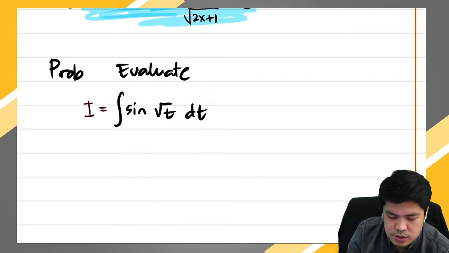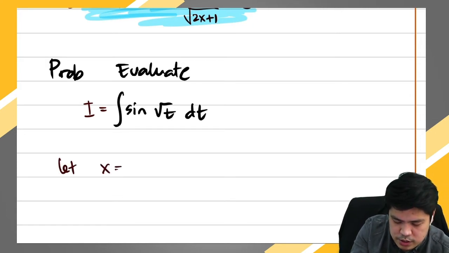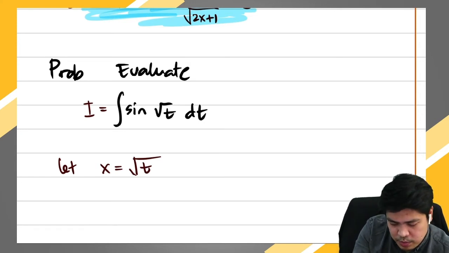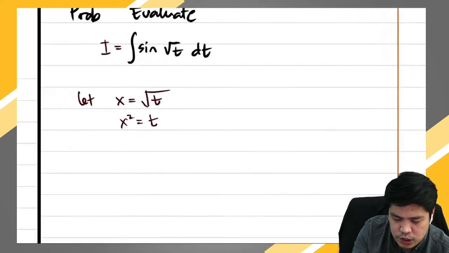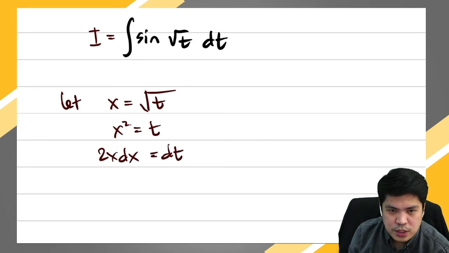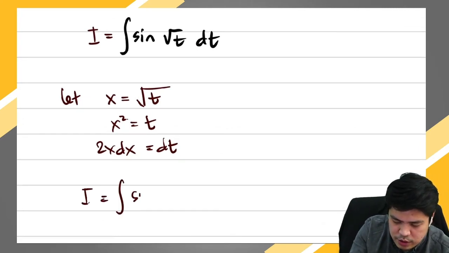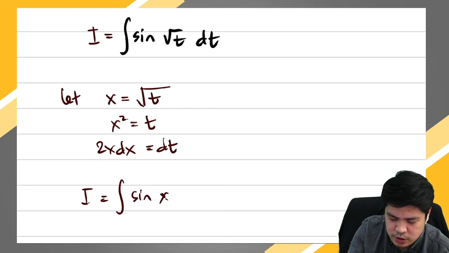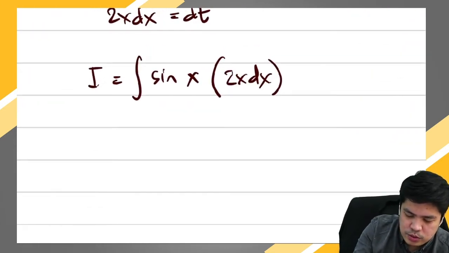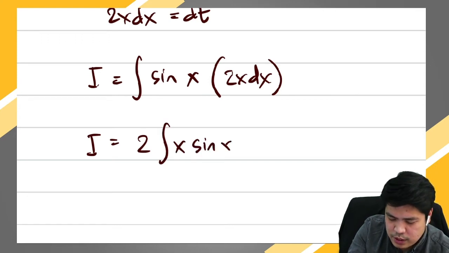So to make this easier, let's apply a change in the variable. Let us take x as square root of t. Pwede na lang ganun, no? Pwedeng ganun. Then that means x squared is equal to t. So if we solve for dt, that would be 2x dx by implicit differentiation. That's equal to dt. So, therefore, I is equal to the integral of sine x, or that's square root of t, times dt, which is 2x dx. So, simplify natin, I is equal to 2 integral of x sine x dx.